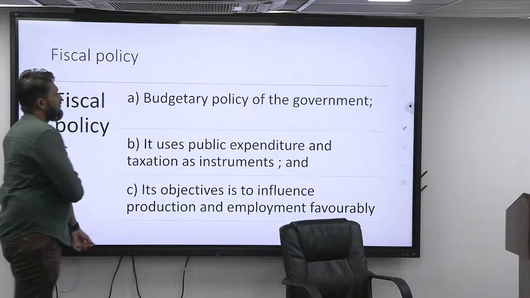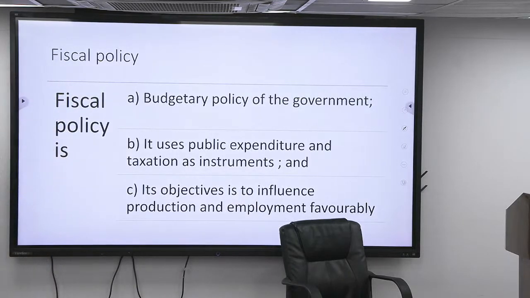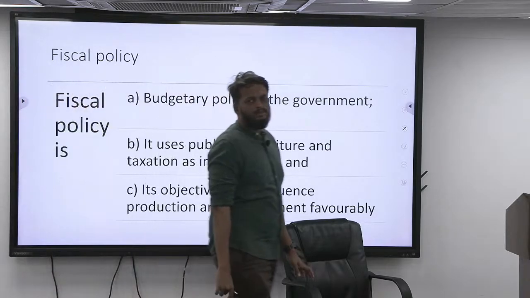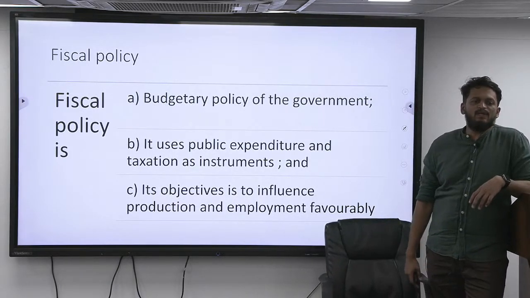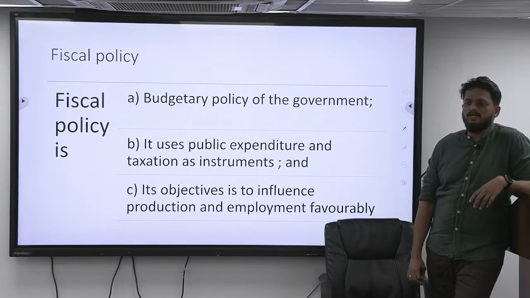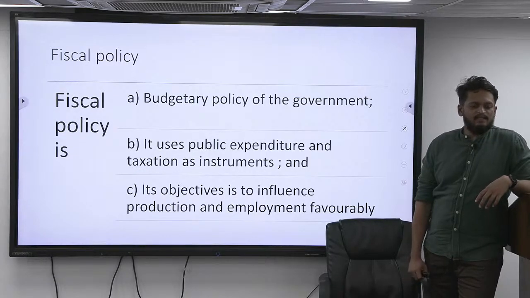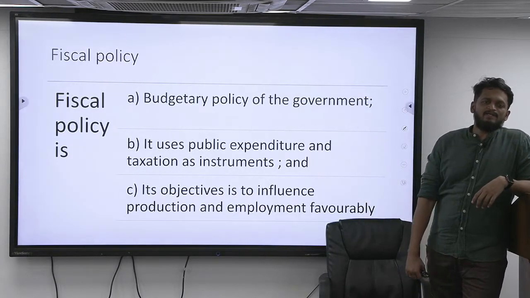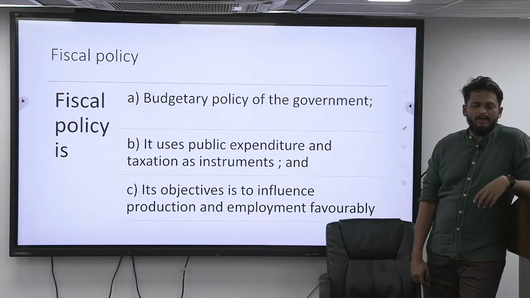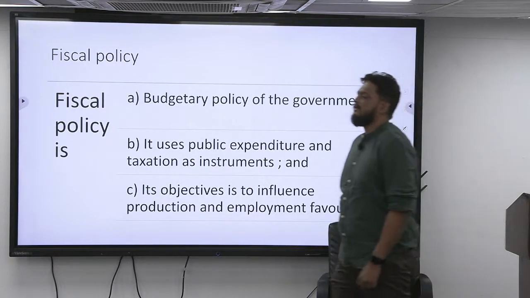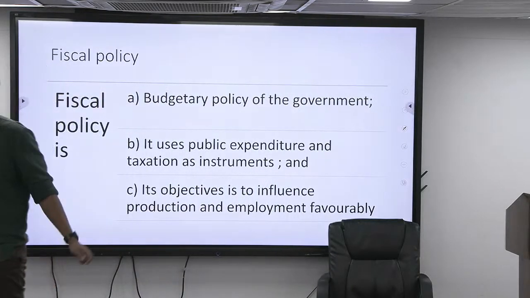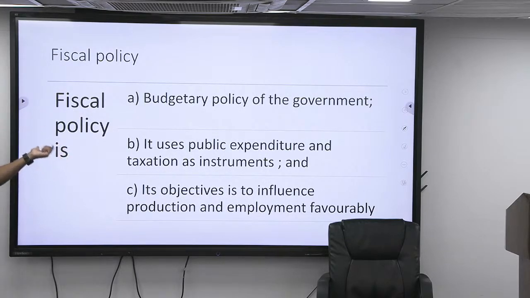Fiscal policy is also called the budgetary policy of government. I think for both of these batches polity is done, right? So in polity you would have studied the parliament chapter and a bit of budget also, cut motions and how budget is passed, and money bill, finance bill, appropriation bill, etc. So fiscal policy is called budgetary policy of government. Anybody knows why it is called budgetary policy? Because all government expenditure has to go through a process called budget. Without going through this budgetary process, it is not exactly allowed for government to spend money.